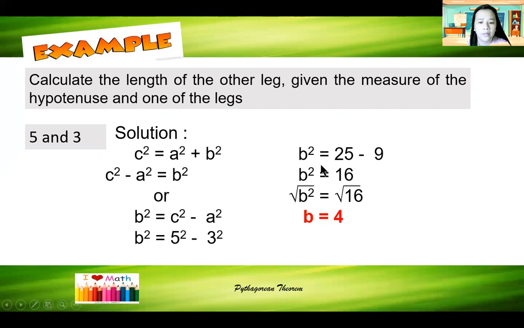So you have b squared is equal to 5 times 5 is 25, and 3 times 3 you have 9. B squared, what is 25 minus 9? That is 16. Get the square root of both sides. Square root of b squared is b, and the square root of 16 is 4. So the measurement of the other leg is 4.